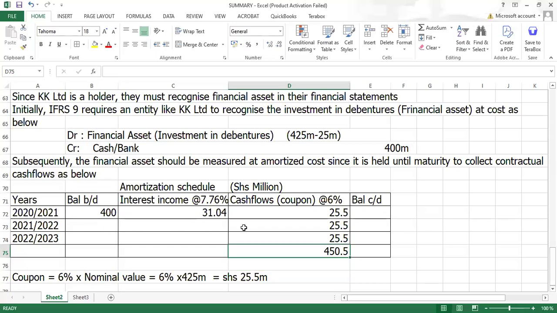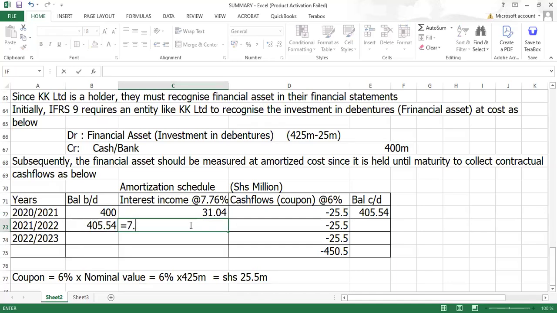Then here you just simply put these values in brackets, because they are just cash flows. Even here you put these values in brackets. They are cash flows. Then to get the balance carried down, you simply get this balance plus this, then you subtract your cash flow. The balance you have here, put it here. And you do the same here.